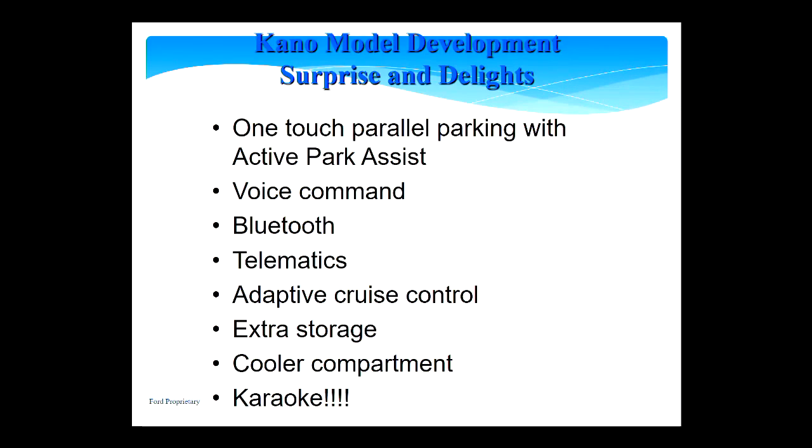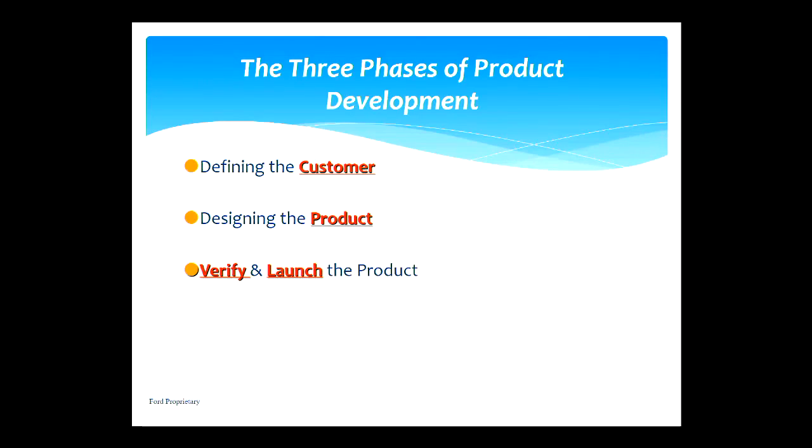Voice command. Voice command is not, I must say, in most of the cars that I've driven, as good as Siri. Siri even understands my accent, but some of the cars that I've tried, they just don't get it, they're not very good. But voice command is important. Bluetooth, telematics, adaptive cruise control, storage, whatever. So these are examples of surprise and delight. Okay, any questions so far? All good, all clear?